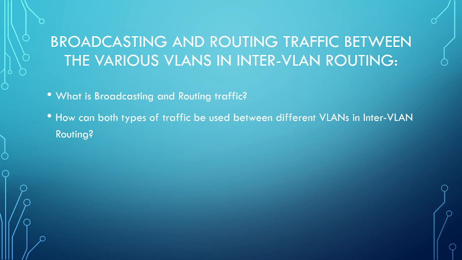On the other hand, routing traffic is the primary method for communication between devices on different VLANs. When a device sends data to a device on another VLAN, the traffic will be encapsulated within the destination VLAN ID. The router will then decapsulate the traffic and route it to the destination's VLAN based upon its IP address.